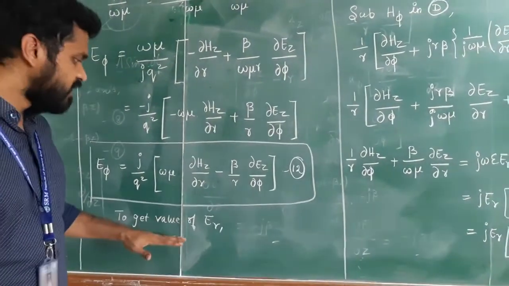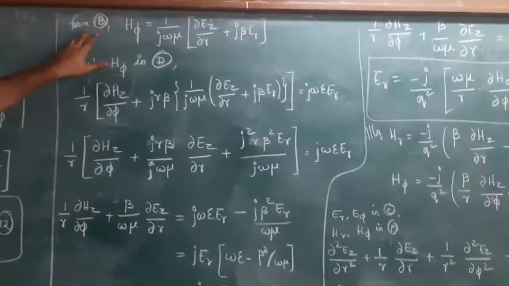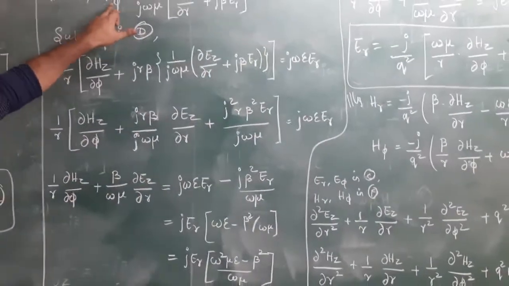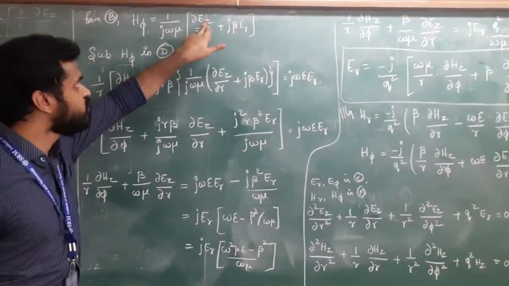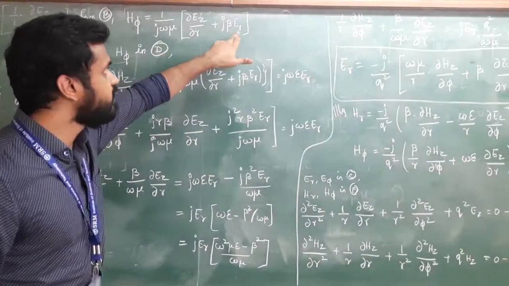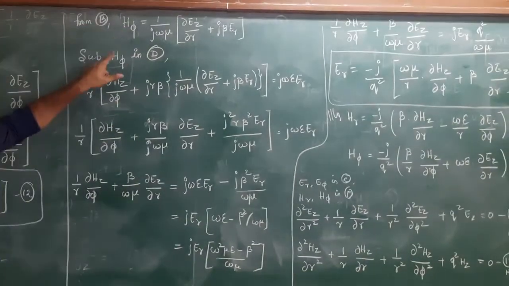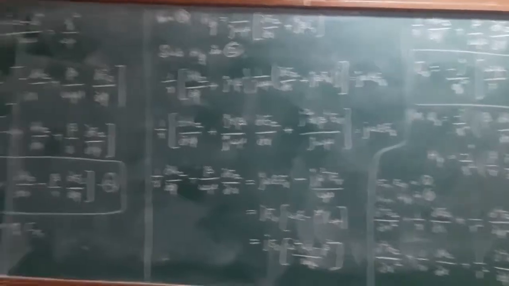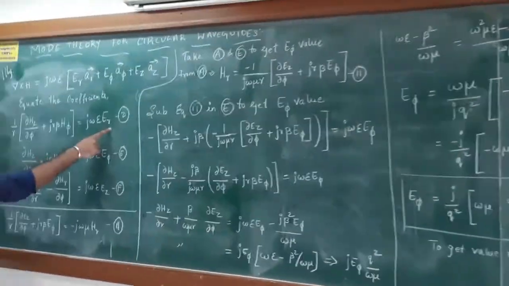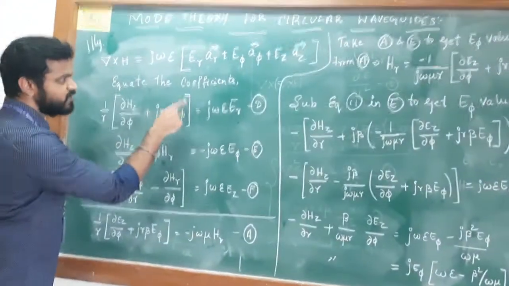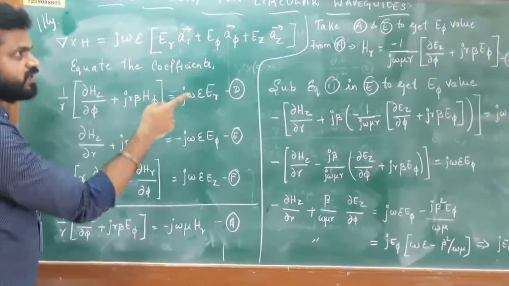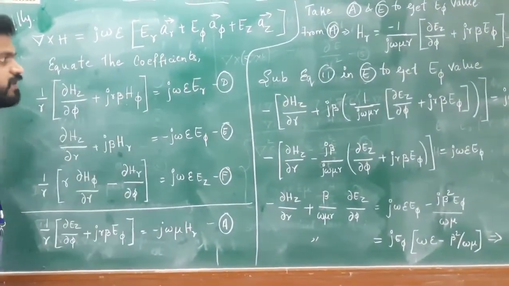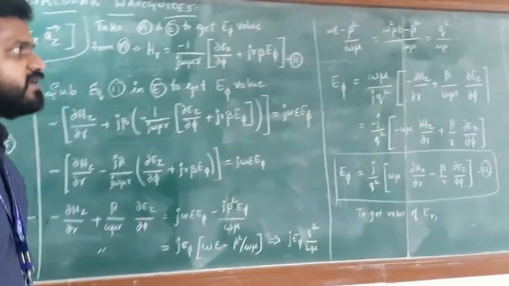Likewise, to find the Er, from equation B we will get the value of H phi. H phi is given by 1 by j omega mu into dou Ez by dou r plus j beta Er. So once we get the H phi, we can substitute the H phi in the D equation, and we can find the corresponding Er value.